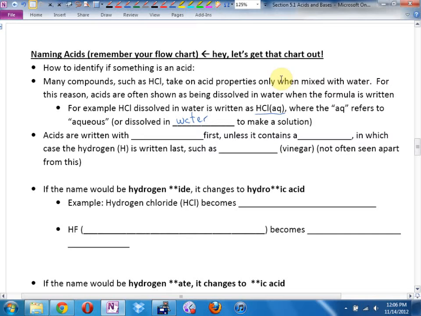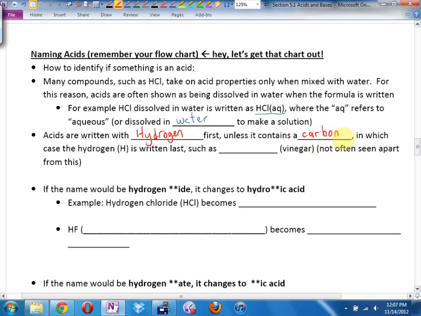Acids are written with hydrogen first. In other words, Emily, if I say to you, is this an acid? First thing you'll check is, does it start with hydrogen? It may not be, but I'm telling you right now, if it doesn't start with hydrogen, it almost certainly won't be, except for one exception.